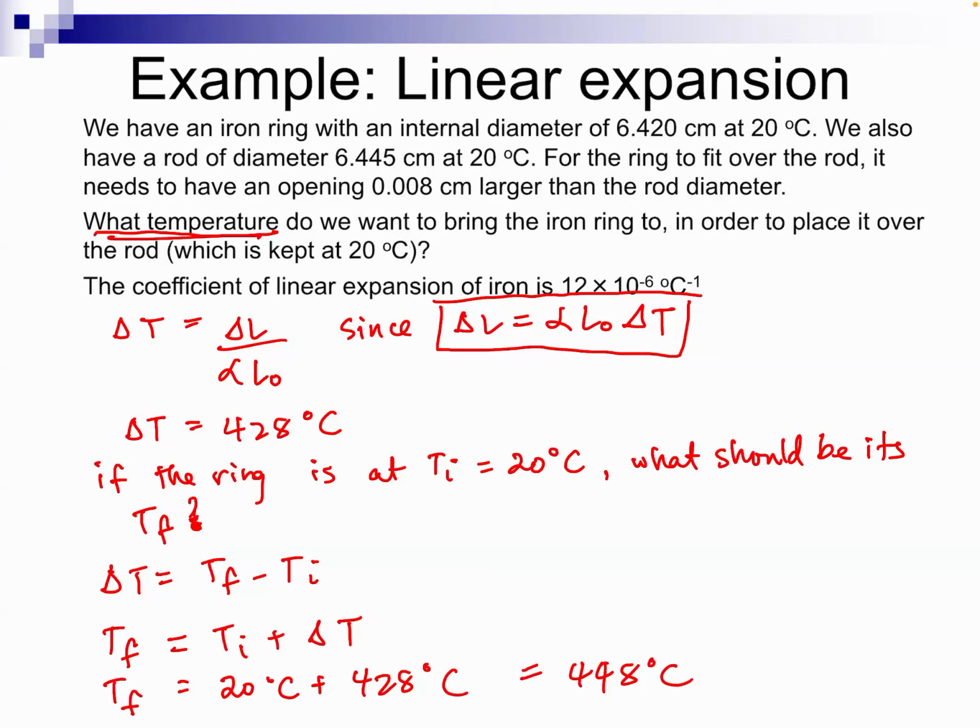So if you heat up the ring to a temperature of 448 degrees Celsius, it will have a temperature difference of 428 degrees Celsius compared to its initial temperature, and a temperature difference of 428 degrees Celsius results in a change in diameter of 0.033 centimeters, which then results in a diameter equal to 6.445 plus 0.033 centimeters.